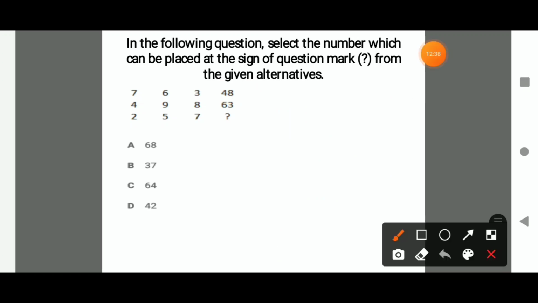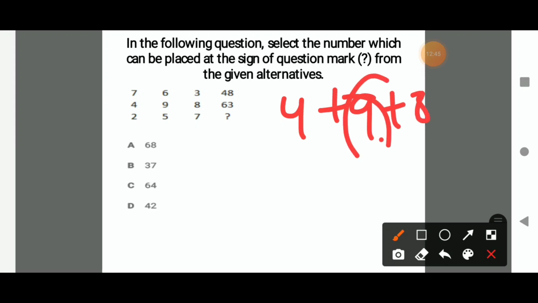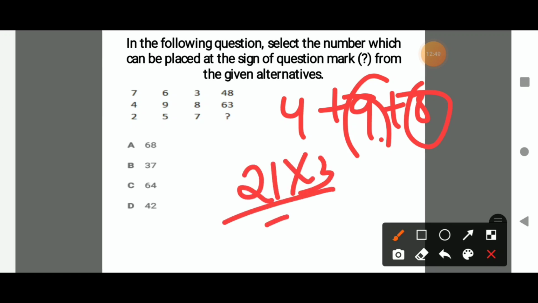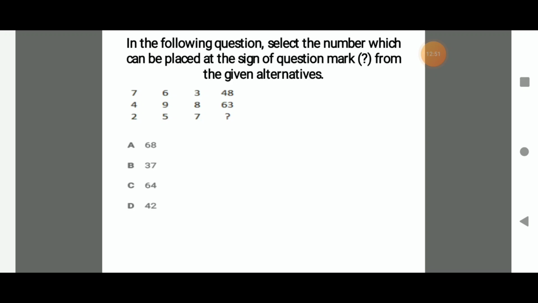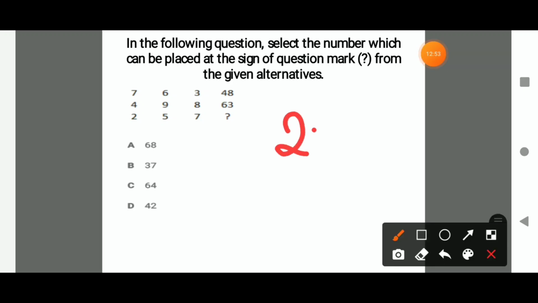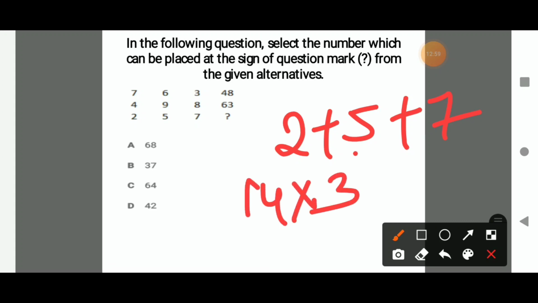Let us check for the next options also. 4, 9, 8: 9 plus 8 is 17, 17 plus 4 is 21, 21 3s are 63. So our logic is correct. So 2 plus 5 plus 7, that is 14. 14 3s are 42. So option D will be the correct answer to this question.